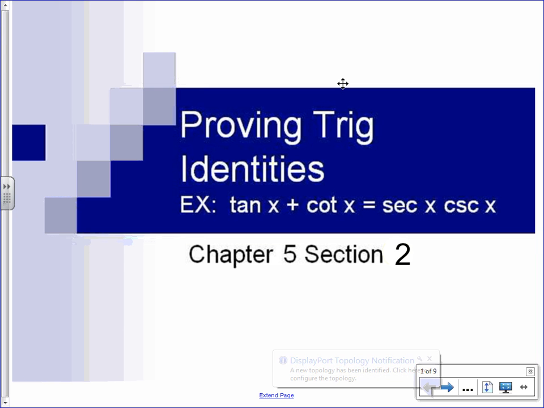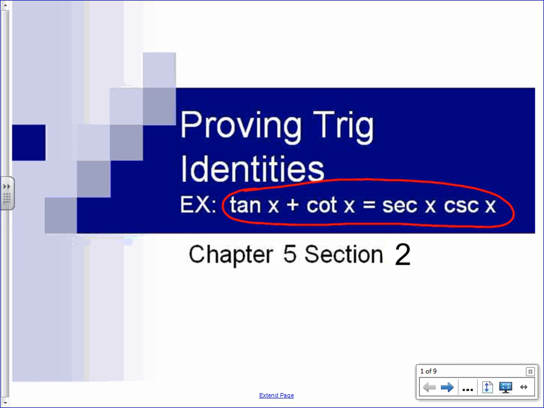Okay, so today we're going to prove identities to be true. Okay? An example of what we're going to prove is this right here. This time we're going to have an equal sign, and we want both sides to be equal. Okay? We want to prove that what is on the left side is in fact what is on the right side.